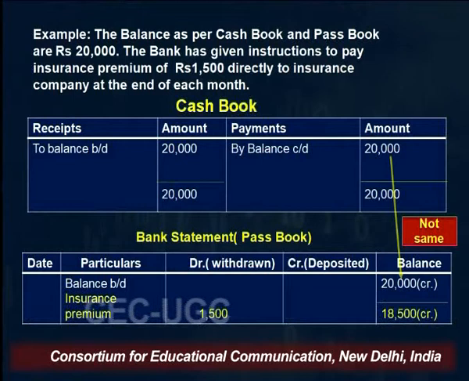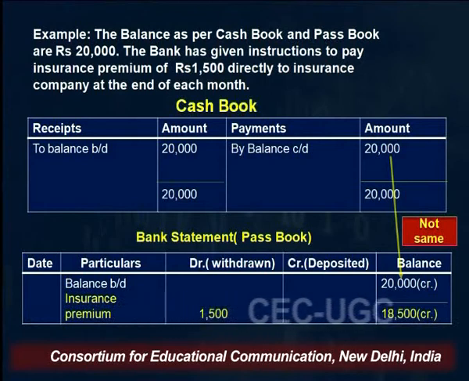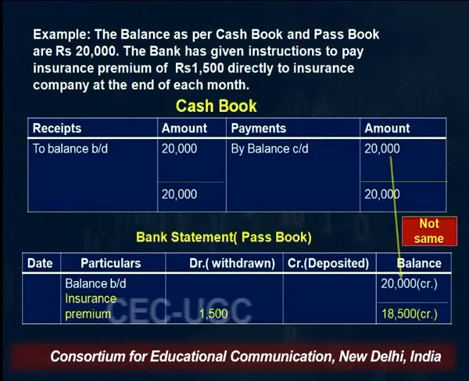So both the books are again not the same. Why are they not the same? Because we have given standing instruction to our bank to deduct a certain amount at the end of every month, but we were not aware of the same, so we have not recorded that entry in our book which is maintained by us, that is the cash book. And the passbook depicts the deduction of 1500, so there will be a difference in the balances of these two books.